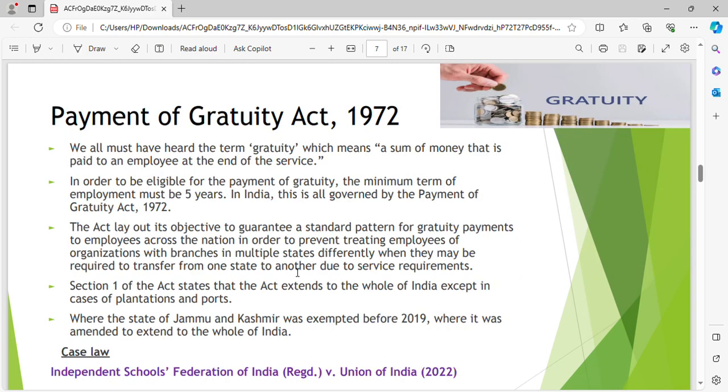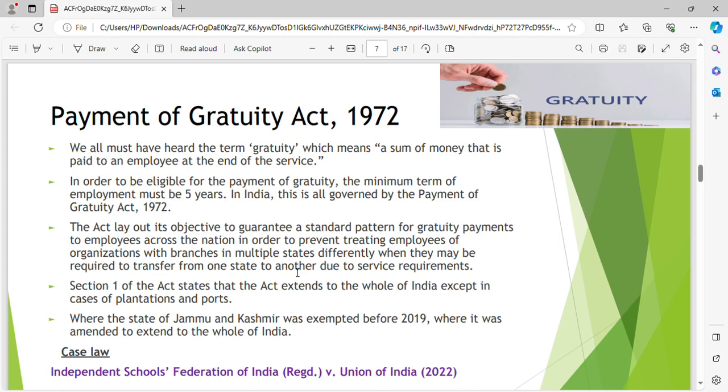And there is a gratuity act we can see under 1972. We must all have heard of gratuity, which means a sum of money that is paid to an employee at the end of service. In order to be eligible for the payment of gratuity, the minimum term of an employee must be 5 years in India. That is governed by the Payment of Gratuity Act 1972.